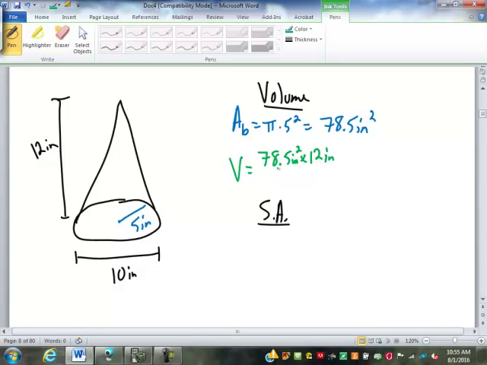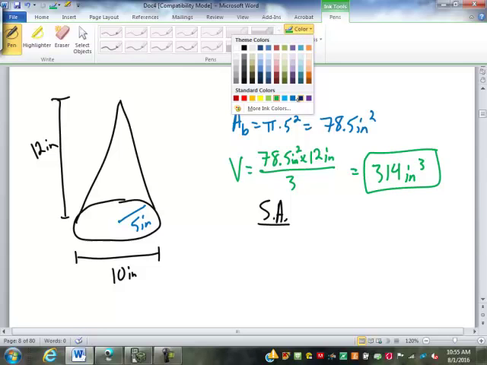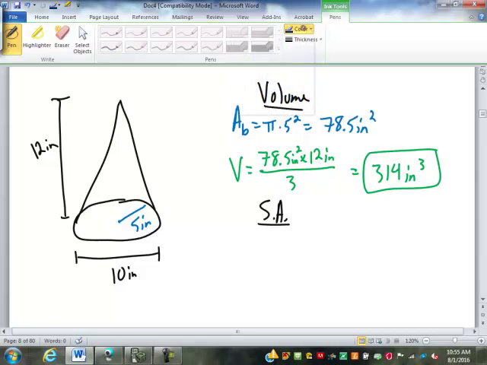But what do we have to do to adjust since this is a cone? Divide by 3, which gives us, what, 314 inches cubed, is that correct? So now when we go to our surface area, we have the area of the base, and we only have it once because there is no top side to this. There's only one base on this.